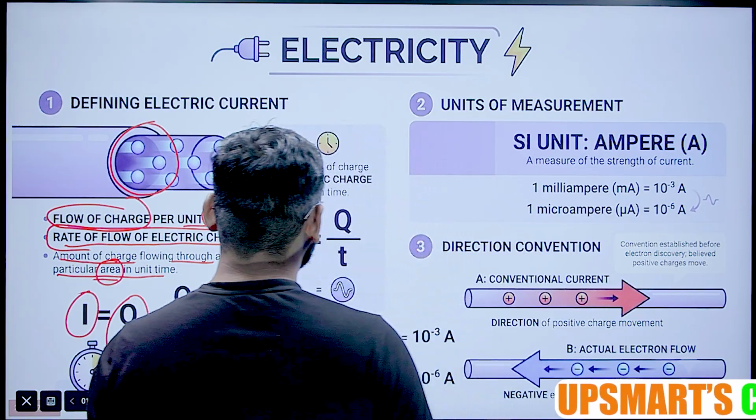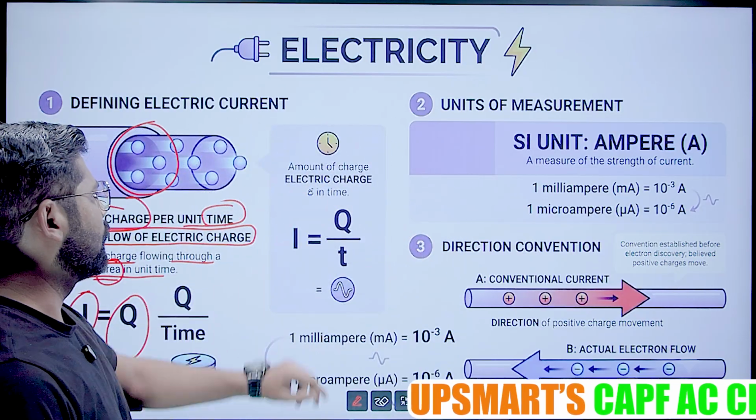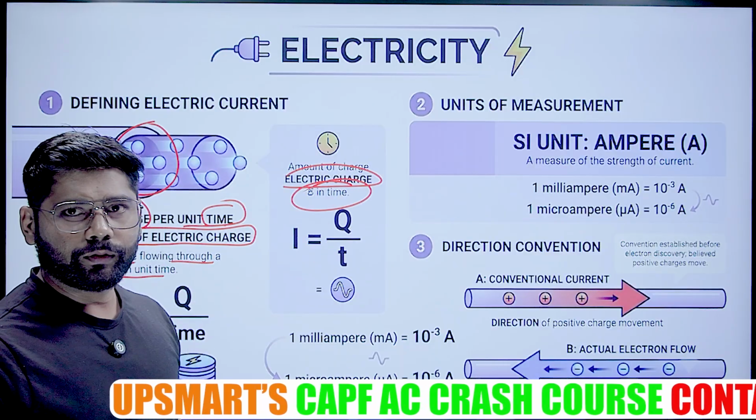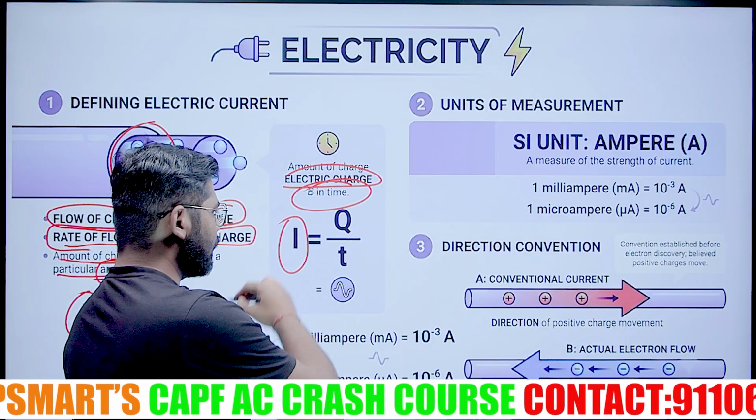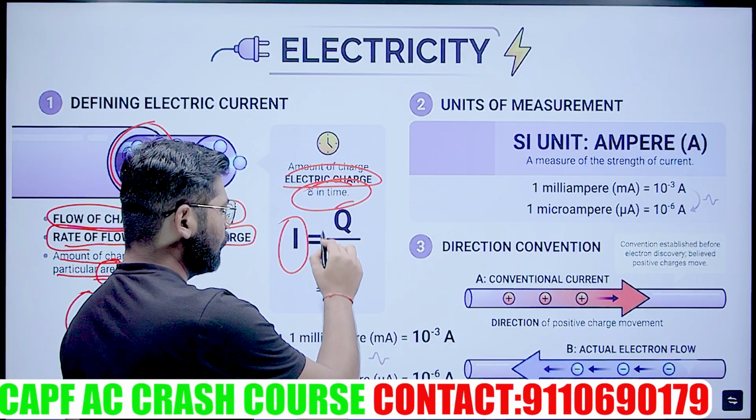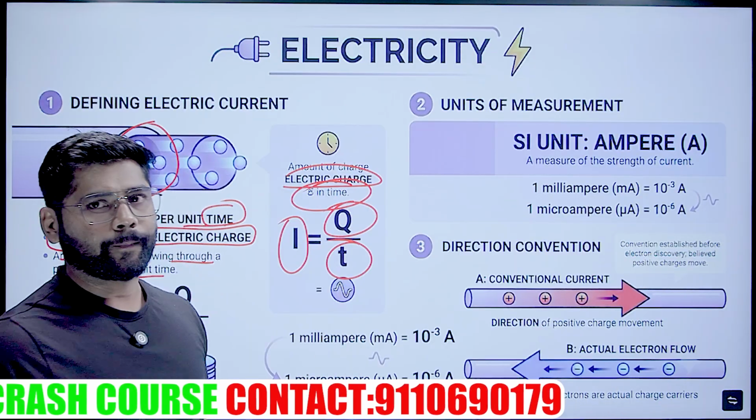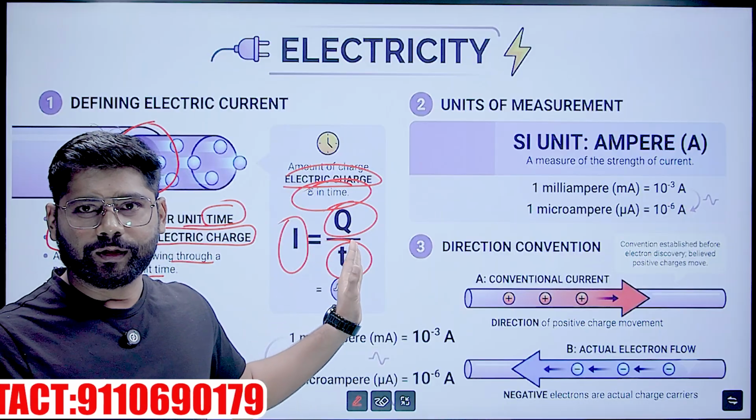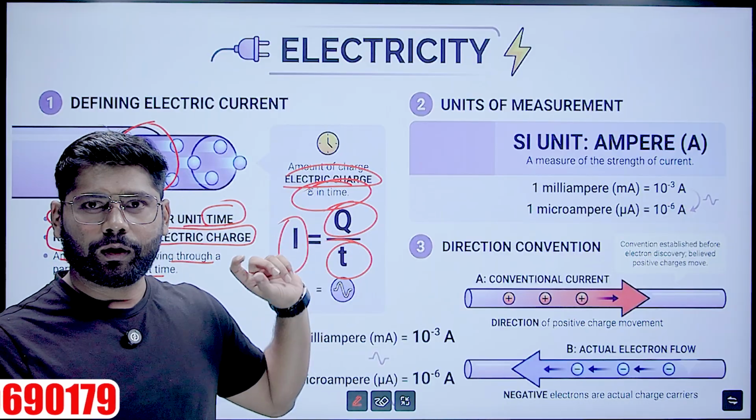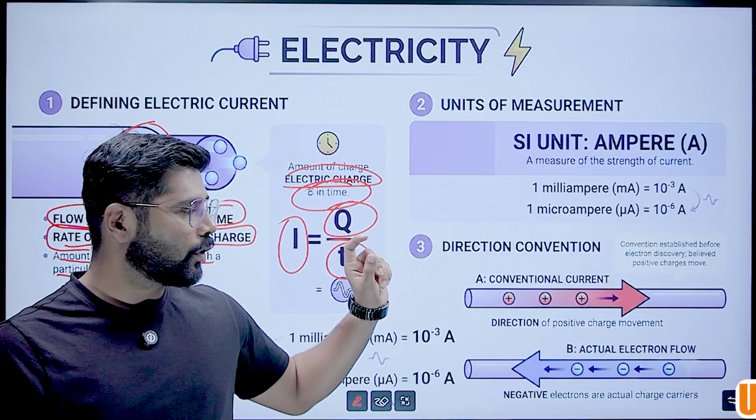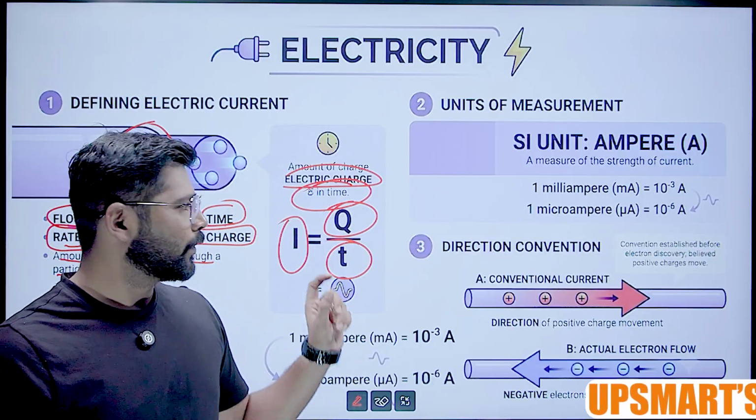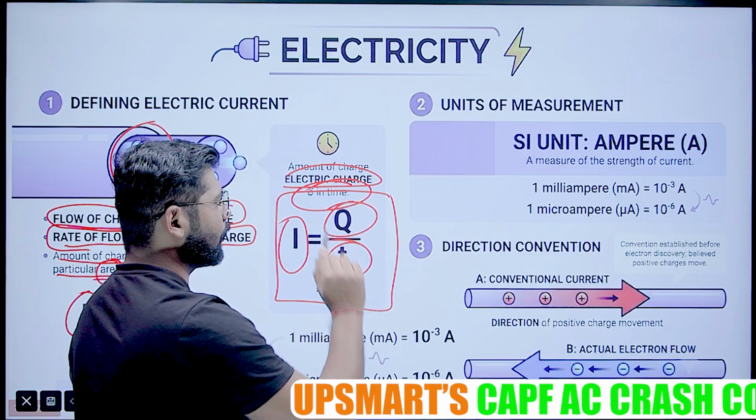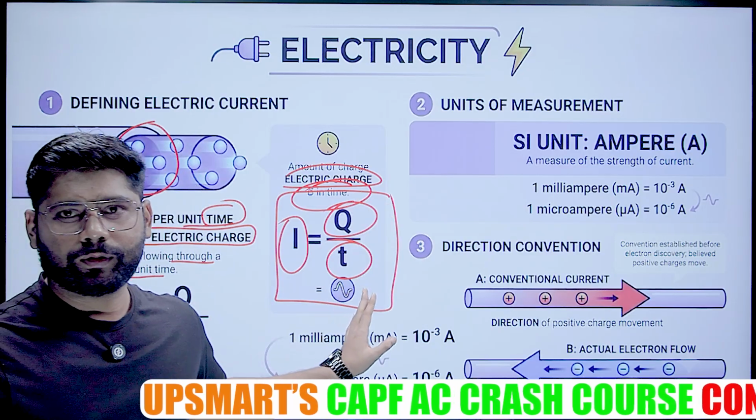Next, the amount of electric charge in time. How do we do this? I is nothing but current, the flow of charge, divided by time. So what does it denote? We are calculating electricity based on the amount of flow within a particular time, or unit time. This is the formula when we calculate current based on the time parameter.